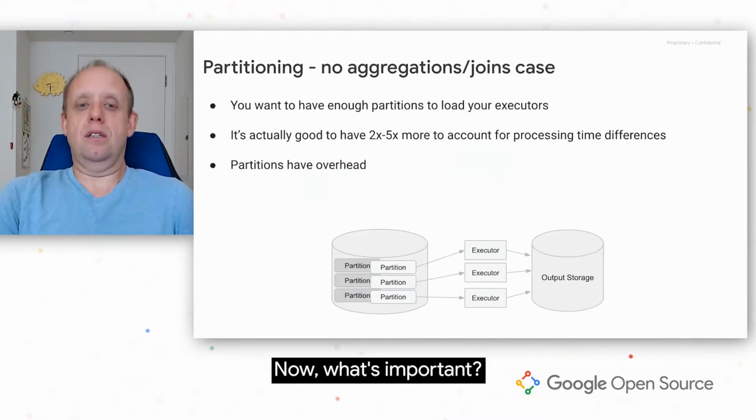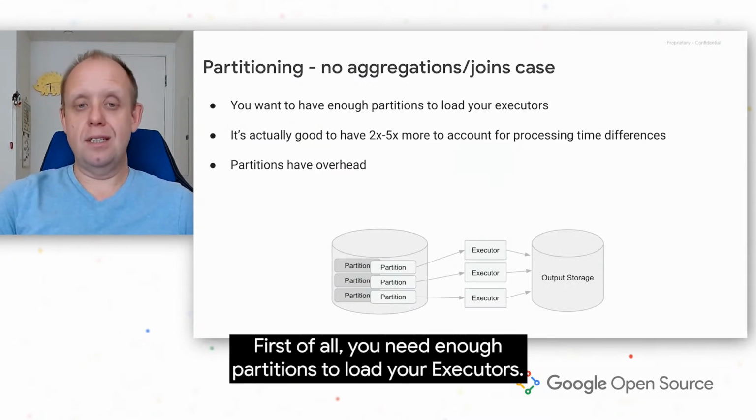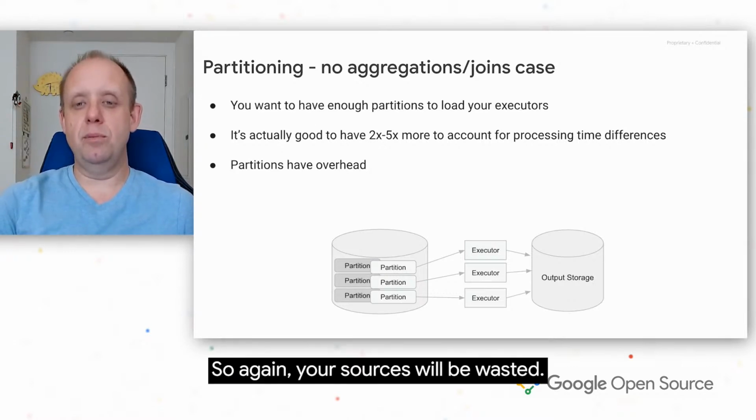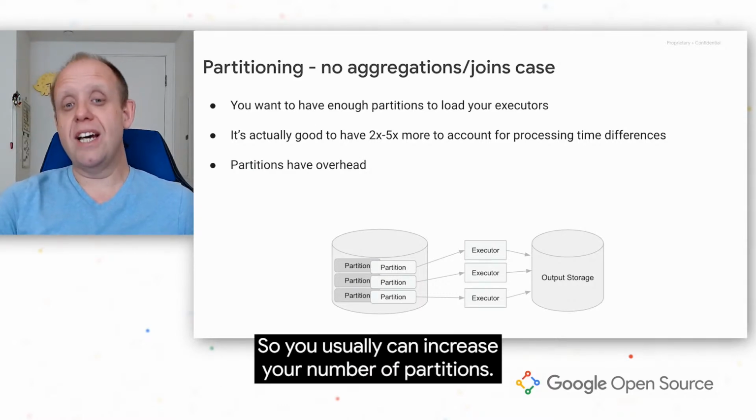Now, what's important? First of all, you need enough partitions to load your executors. If you just have 1 or 2 partitions, you will not load 3 executors, so again, your resources will be wasted. And as I said, a single file can be split, so you usually can increase your number of partitions.